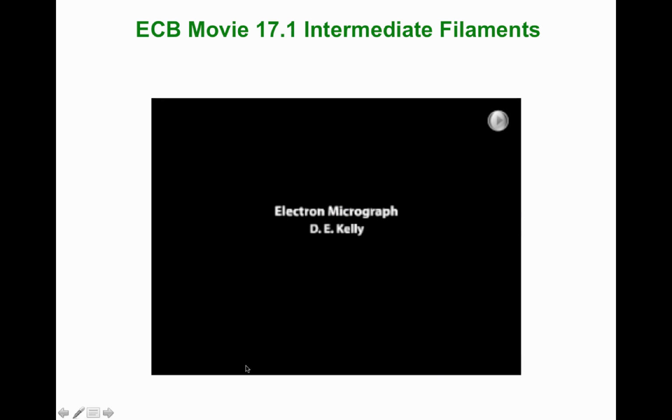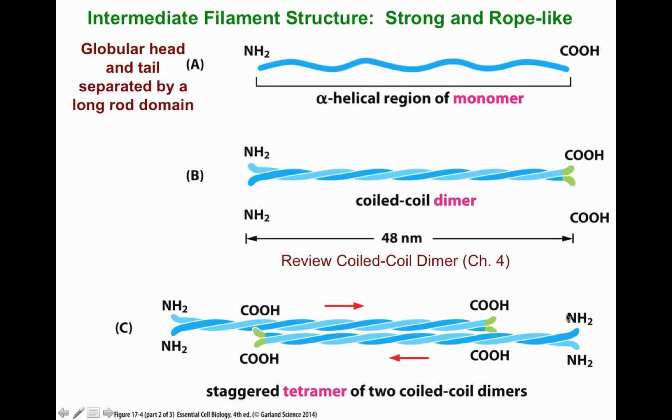All right. Let's take a look at this in more detail. As the movie indicated, an intermediate filament is made of an alpha helical monomer. That monomer has an amino group and a carboxyl group. 2 alpha helical monomers will become a coiled-coil dimer. And again, take a moment to look at chapter 4 to remember what a coiled-coil dimer is. Now, you have one molecule in which the amino groups are together, and on the other side you have the carboxyl groups together.